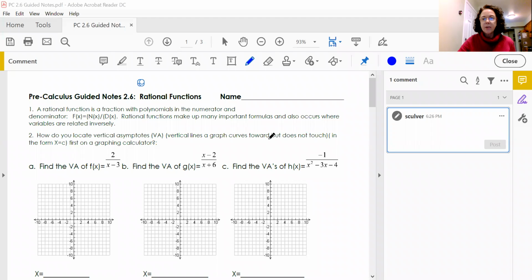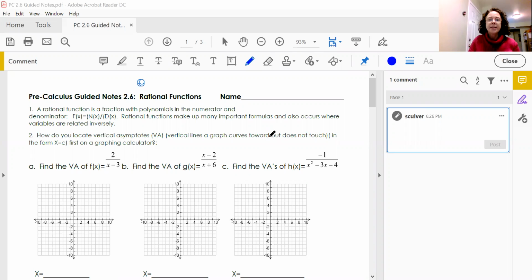And let's see, there we go. And just going to pull myself over to the side here. And so, pre-calculus guided notes 2.6. You noticed in pre-calculus we don't do many guided notes, but this chapter is perfect for it.